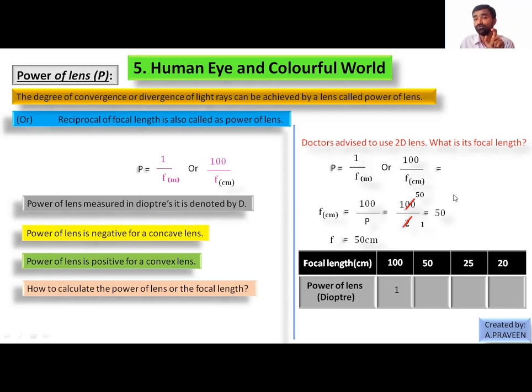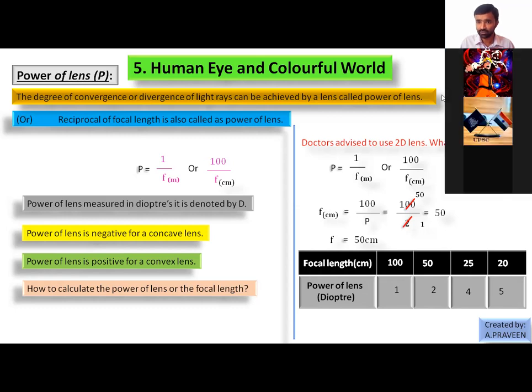If the focal length is 50 centimeters, then I calculate 100 by 50, which is 2. Similarly, 100 by 25 gives you 4. 100 by 20 gives you 5. Are you clear about the table, how I made it? Right? So any value they may give you in the exam.